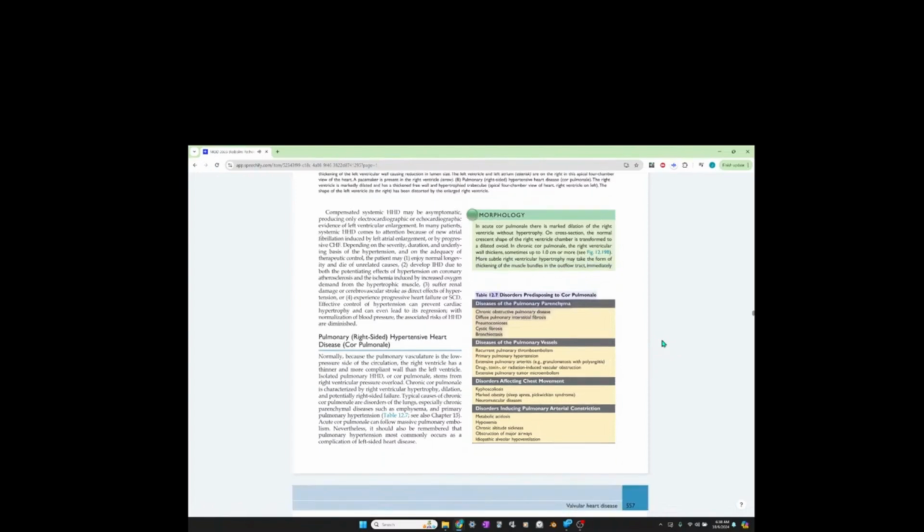Table 12.7. Disorders predisposing to cor pulmonale. Diseases of the pulmonary parenchyma: chronic obstructive pulmonary disease, diffuse pulmonary interstitial fibrosis, pneumoconiosis, cystic fibrosis, bronchitis.